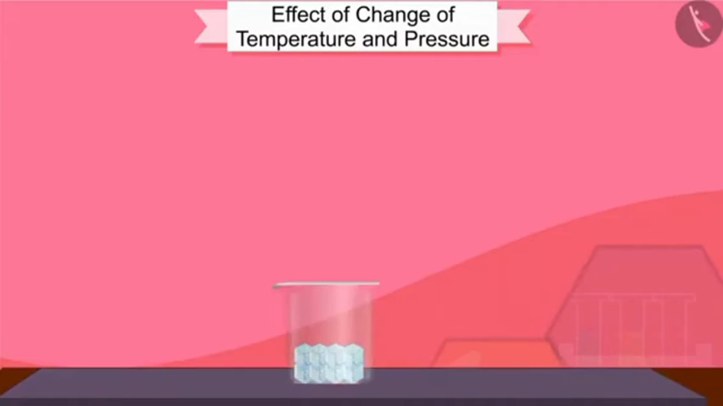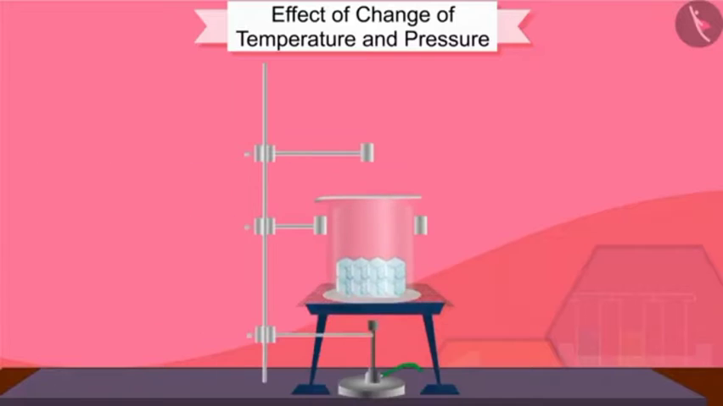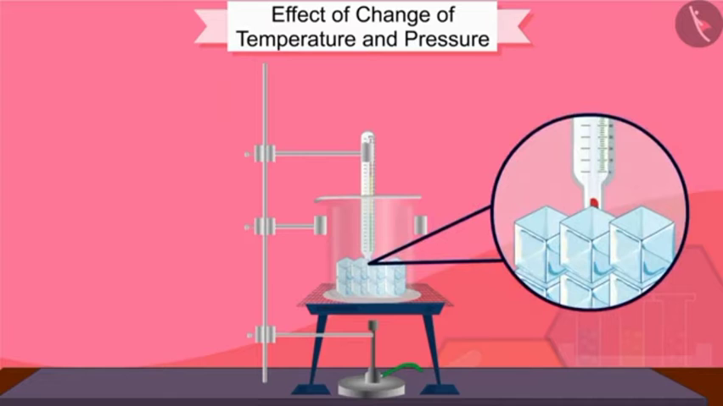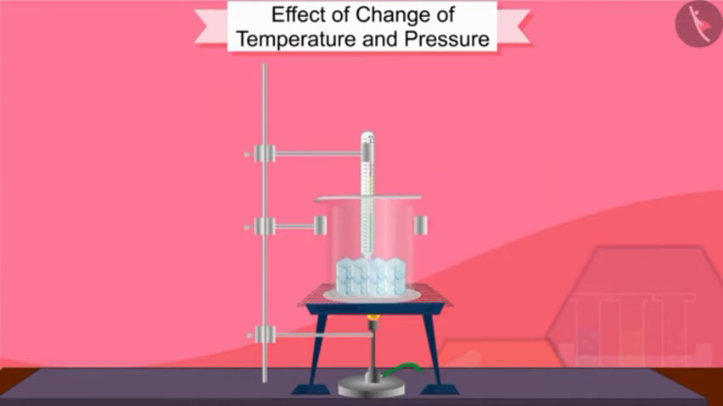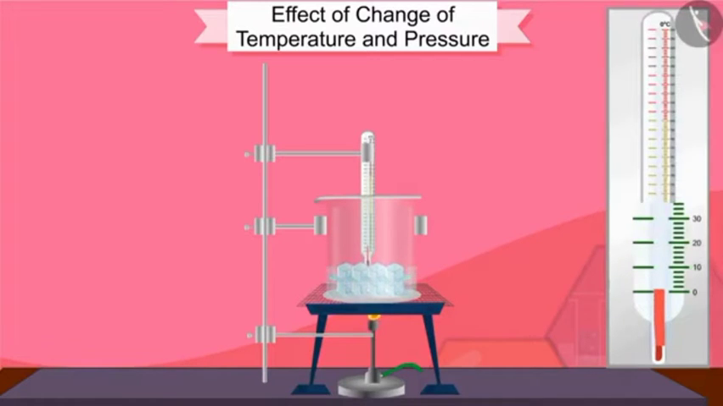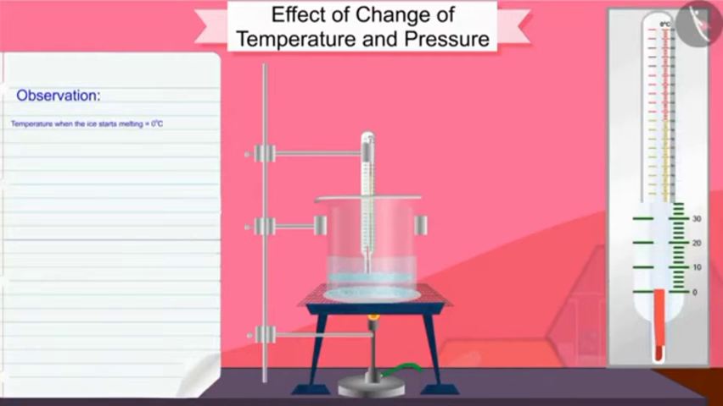Take 150 grams of ice cubes in a beaker and hang the thermometer in such a way that the bulb of the thermometer is touching the ice. Start heating the beaker on low heat flame and note down the temperature when the ice starts melting. When the entire ice turns into water, note down the temperature again. Note down the observation in the change from solid to liquid.